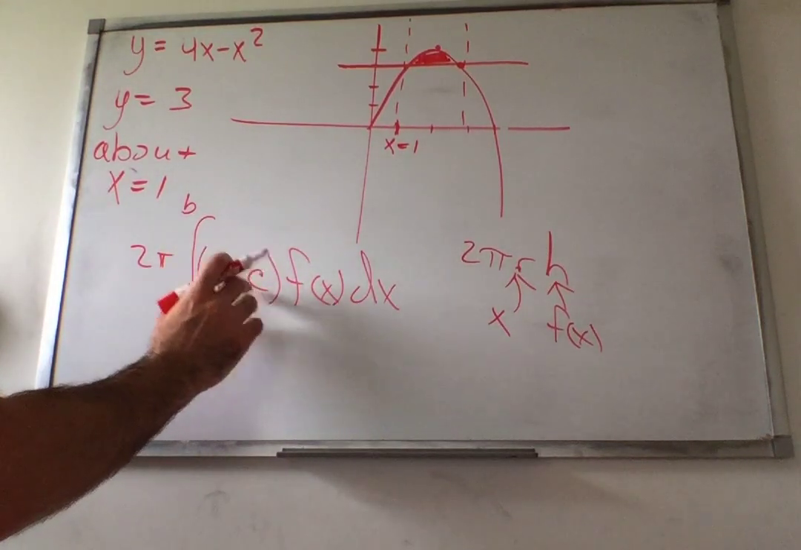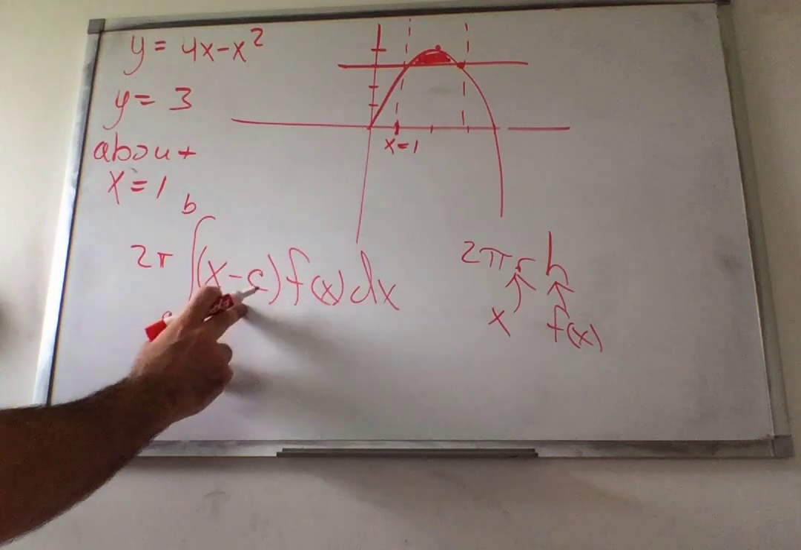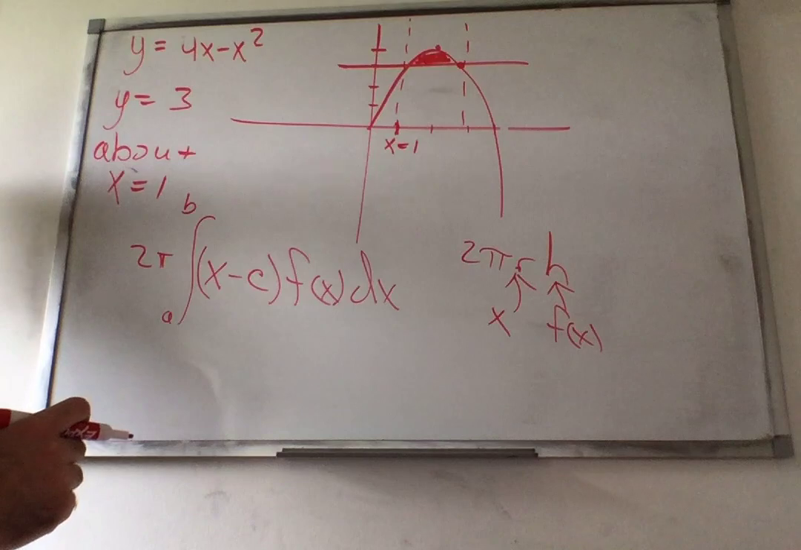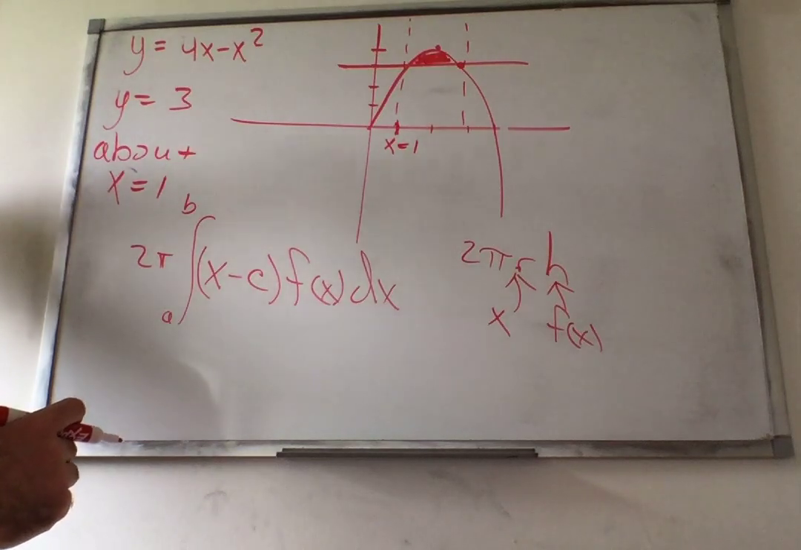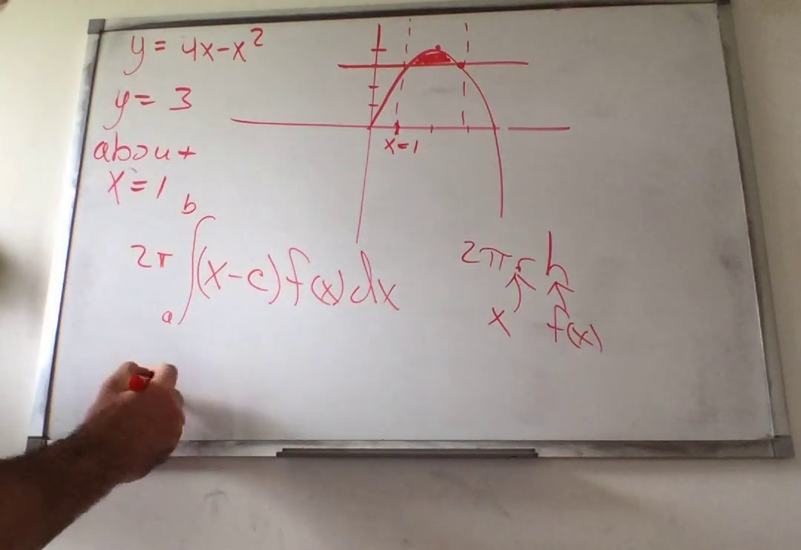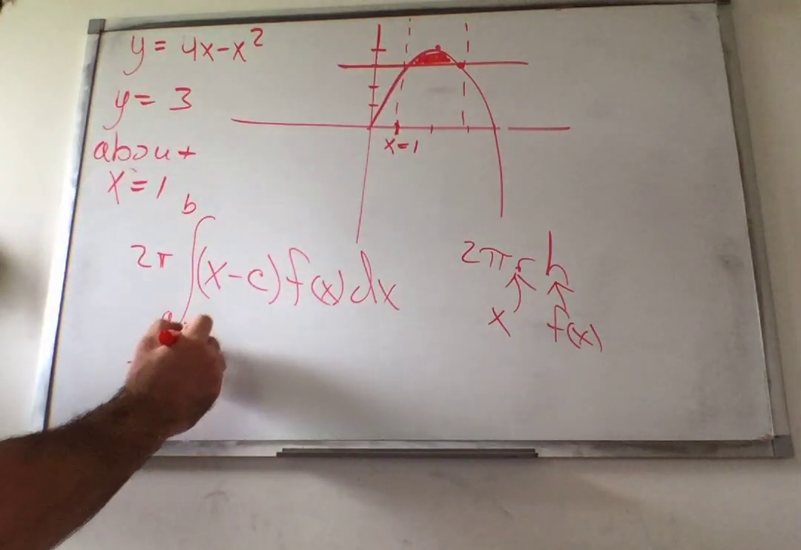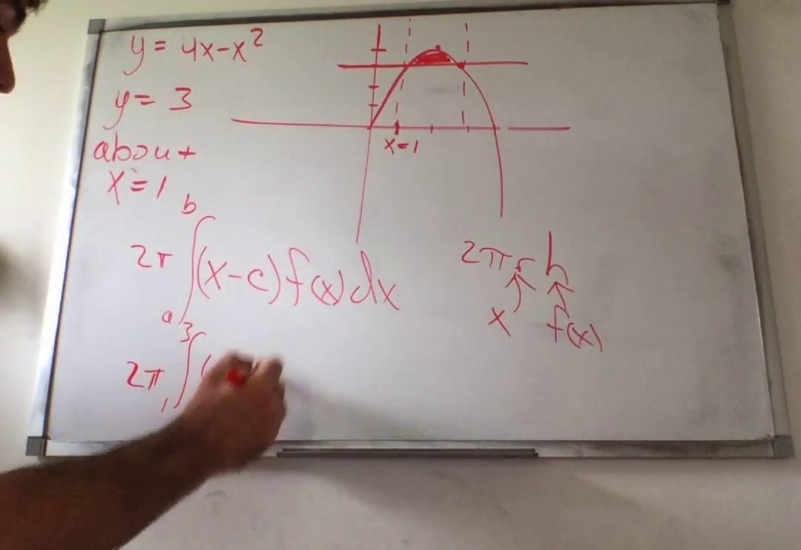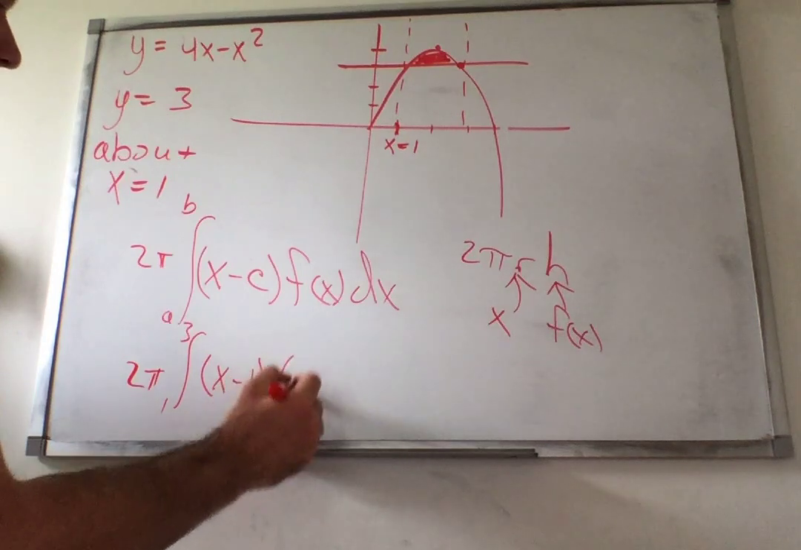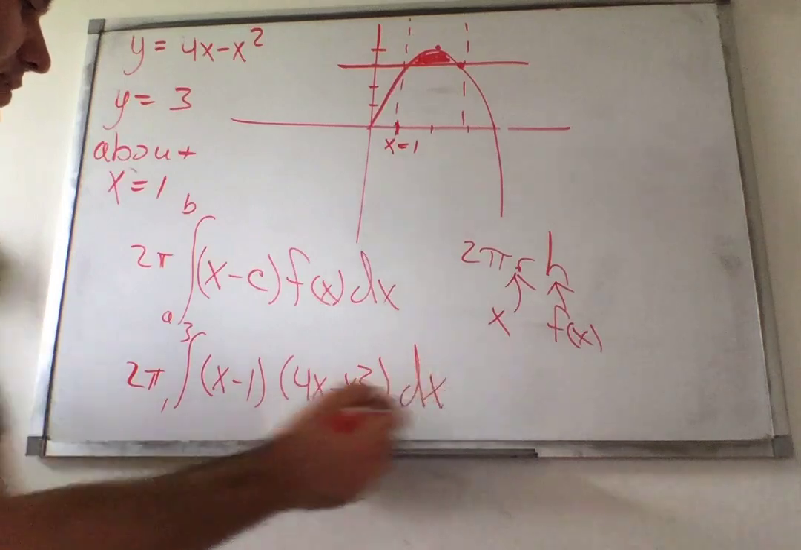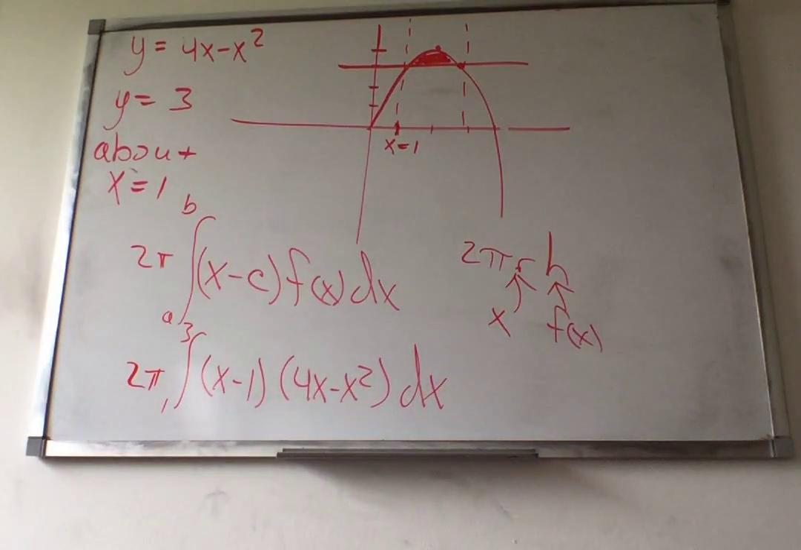When you're revolving around a line other than the x-axis, it's going to be x minus whatever number we are revolving around. So this is going to be 2 pi integral from 1 to 3 of x minus 1 times 4x minus x squared dx. There's our integral right there.